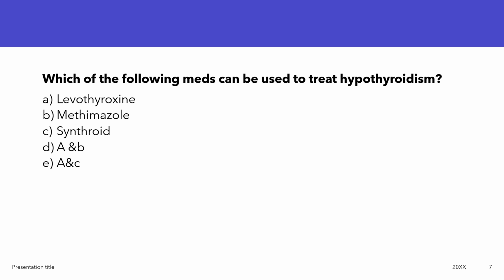Okay, so A, levothyroxine, so that is correct. That can be used to treat hypothyroidism. B, methimazole, so that one is not correct. So methimazole is used for hyperthyroidism, not hypo. C, Synthroid, yes, that can be used to treat hypothyroidism. So the correct answer is E, A and C.